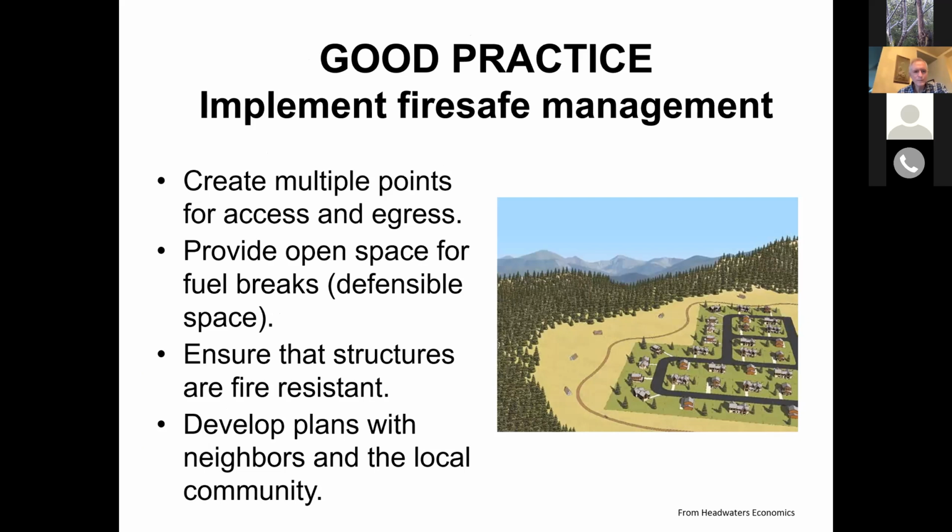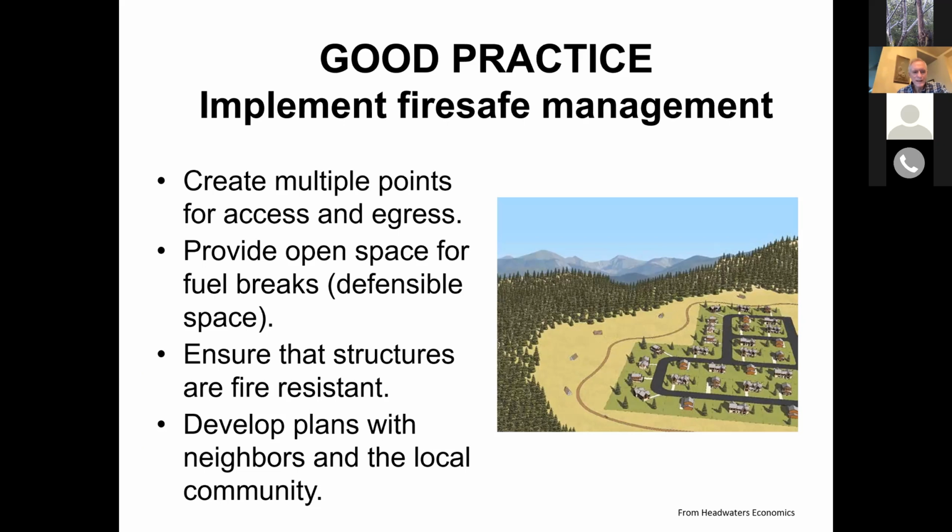So do the things that are kind of common sense and helpful for the firefighters out there in terms of access and egress. Provide some open space for fuel breaks. Make sure we work on fire-resistant structures.